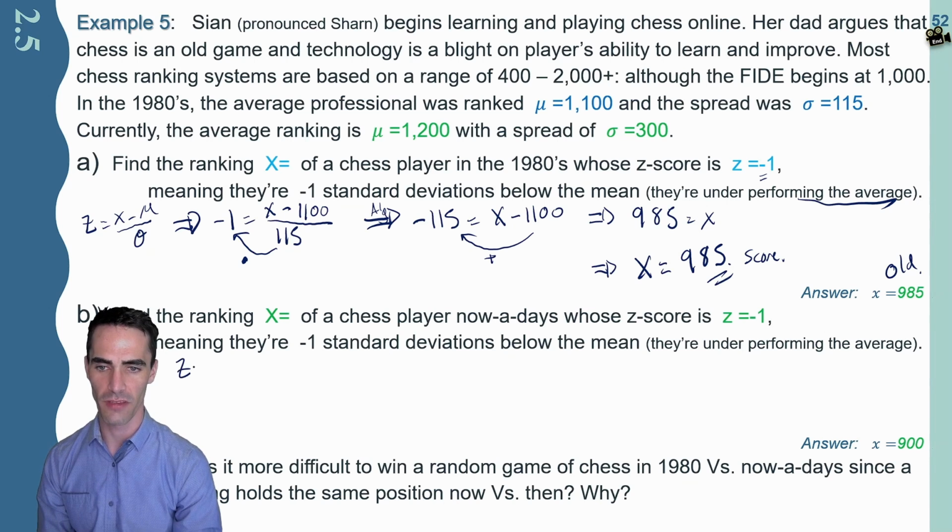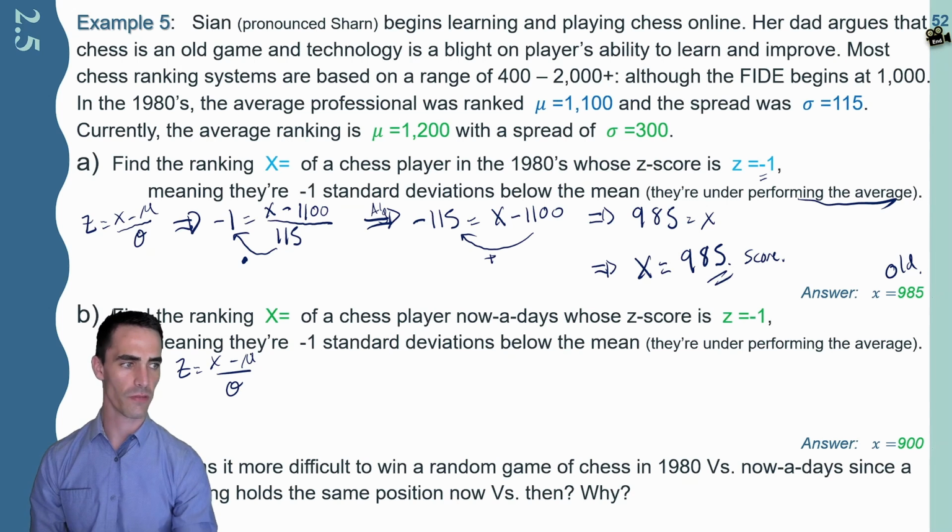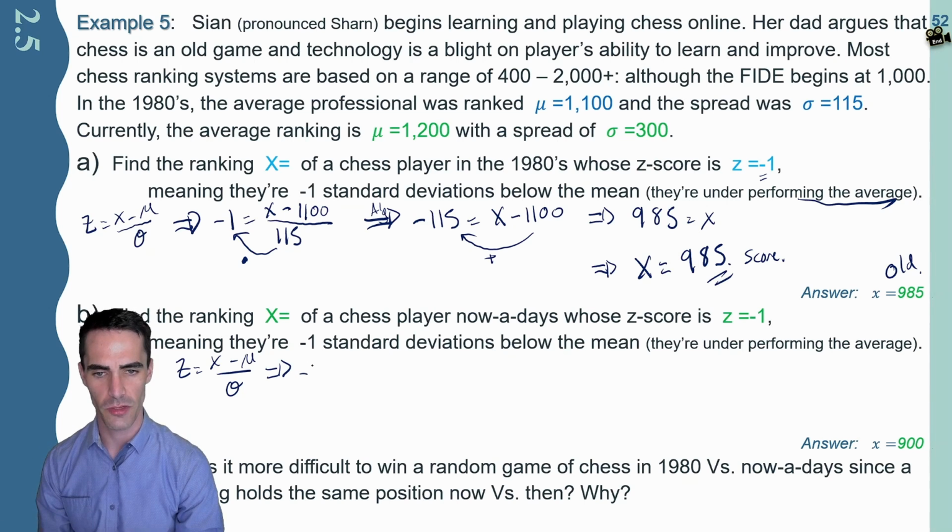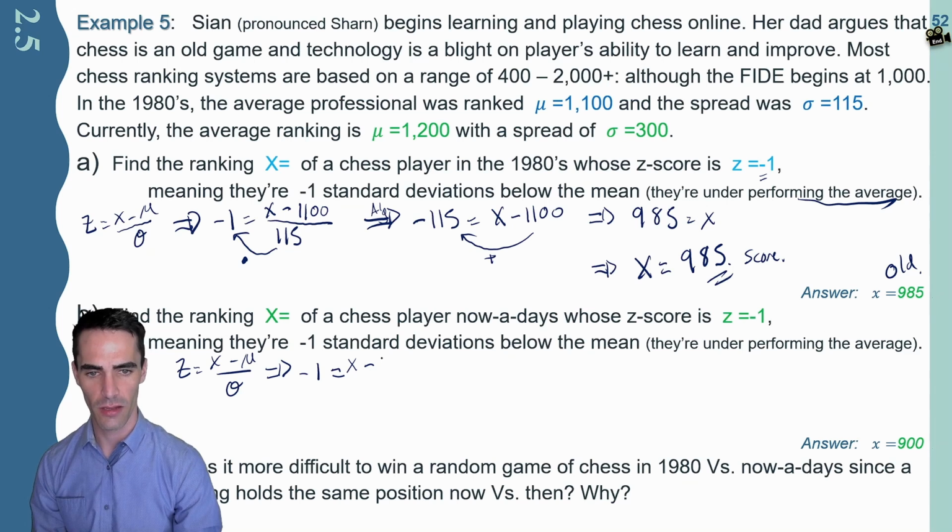I'll start off again with Z is equal to X minus the mean divided by the standard deviation. Again, write what you know, and then we can substitute what we have. Little arrow sign here. The same as Z-score. I'm interested in -1, but equals, I don't know the data value. Again, that's what I'm trying to find. X minus the mean, but again, this is for nowadays players, so that should be in green. 1200 divided by the standard deviation is 300.